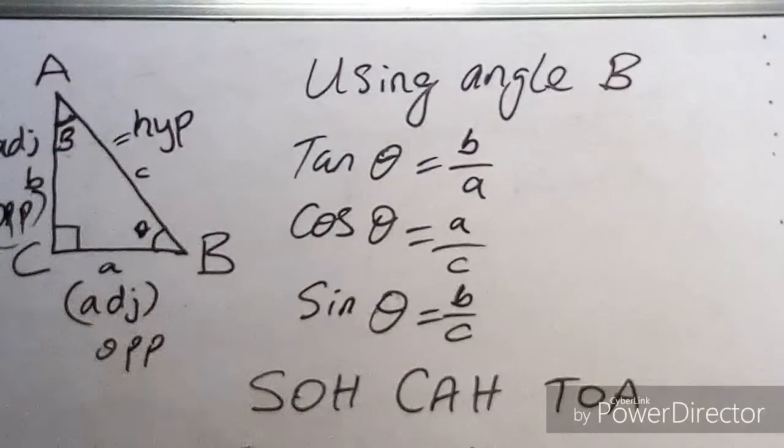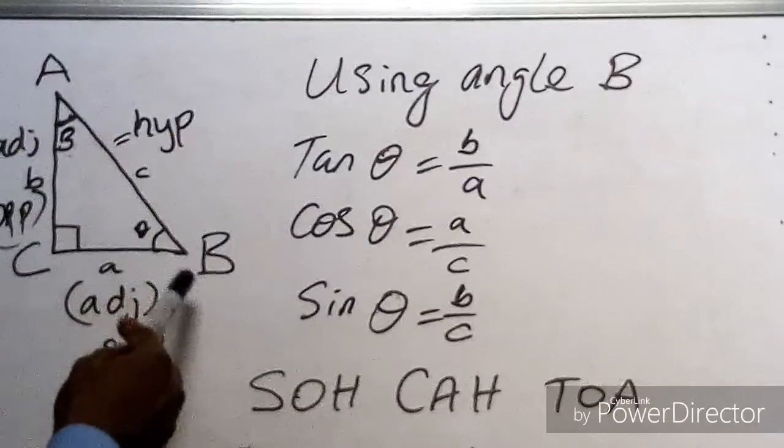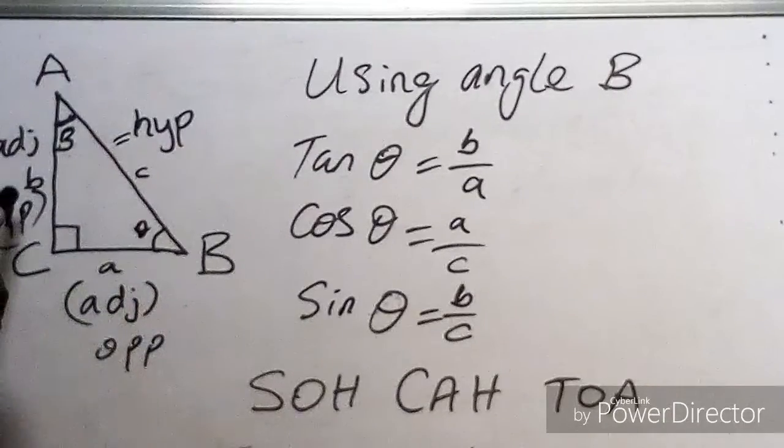Then sine theta, we said b over c. How do they arrive at that? Sine is opposite over hypotenuse. And the opposite of this angle B is small letter b. Hypotenuse is c. So opposite over hypotenuse, b over c. That's why I have b over c here.